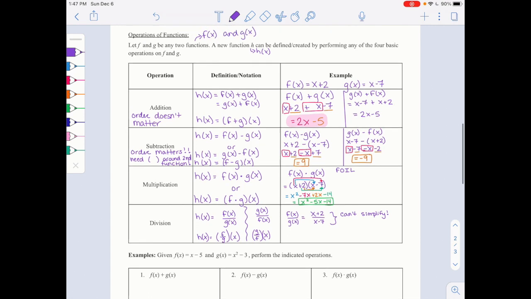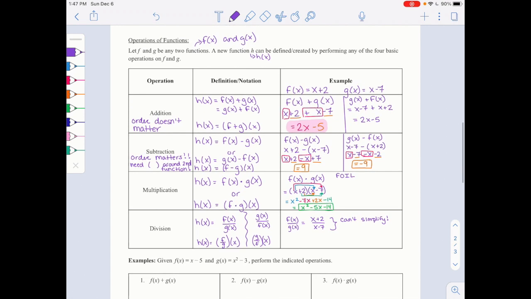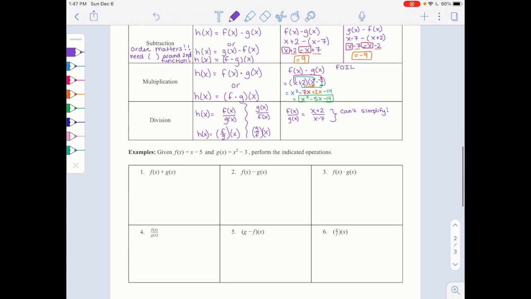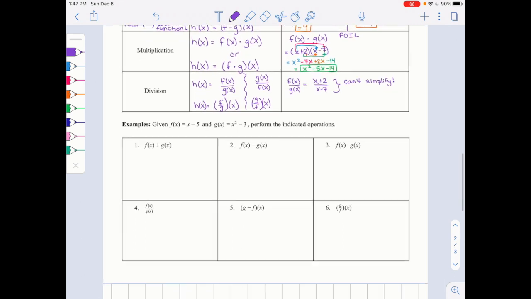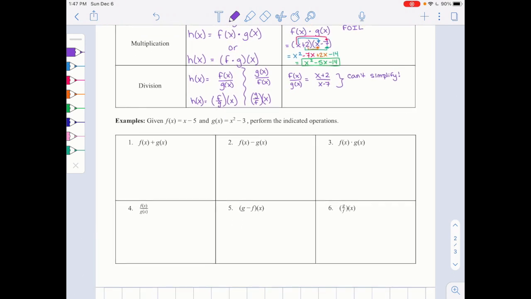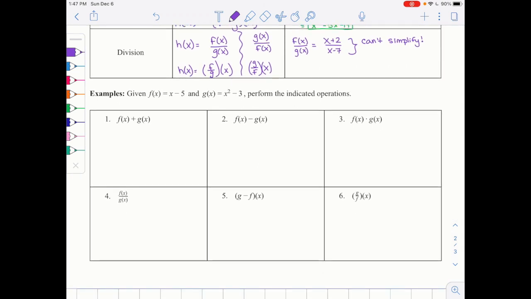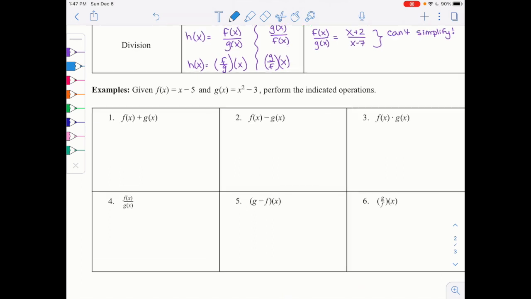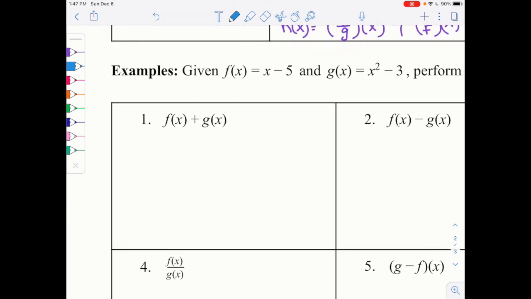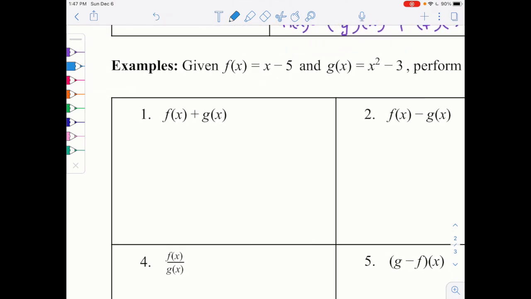So that's performing the basic operations on functions and how you would create new ones. I encourage you to pause the video and try the next 6 and then see if you get the same answer. Right, so here we go. They want us to add f plus g.